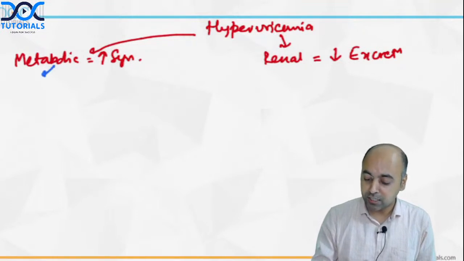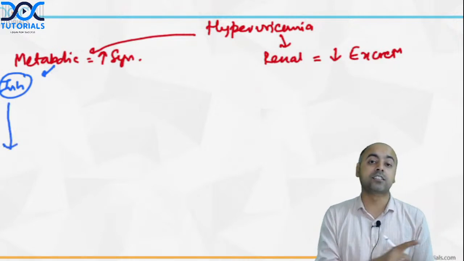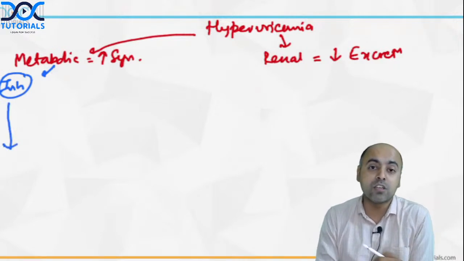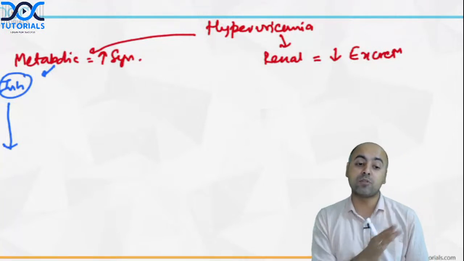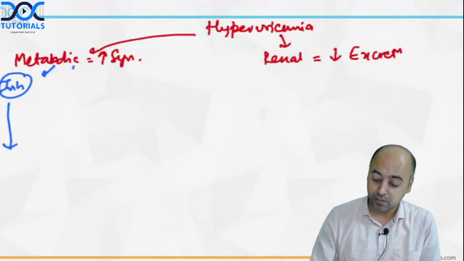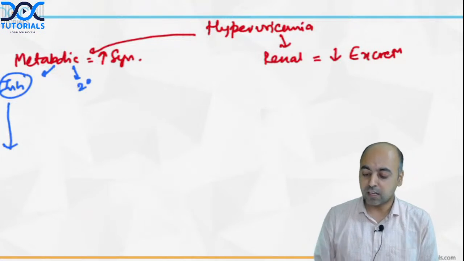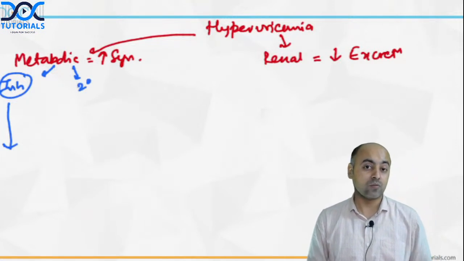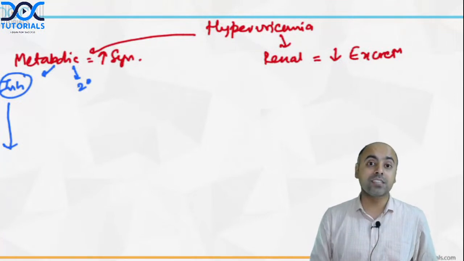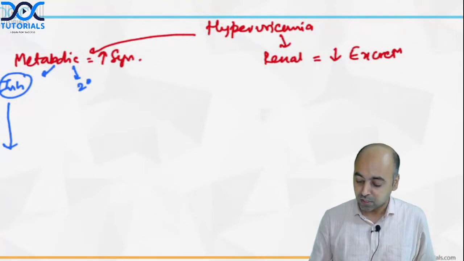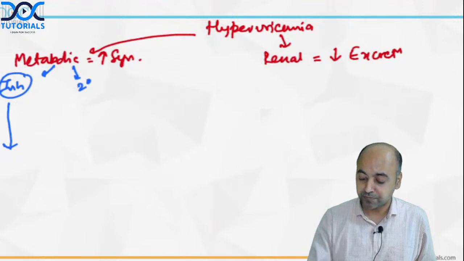In metabolic, some of the causes are inherited in nature, which we have already discussed. We just mentioned the 5 enzymes. Some of them cause hyperuricemia when they are increased in activity. Some of them will cause hyperuricemia when they are decreased in activity. Whereas there are other causes which are metabolic in nature but not inherited. We call them the secondary metabolic causes. Here, what all you should know?